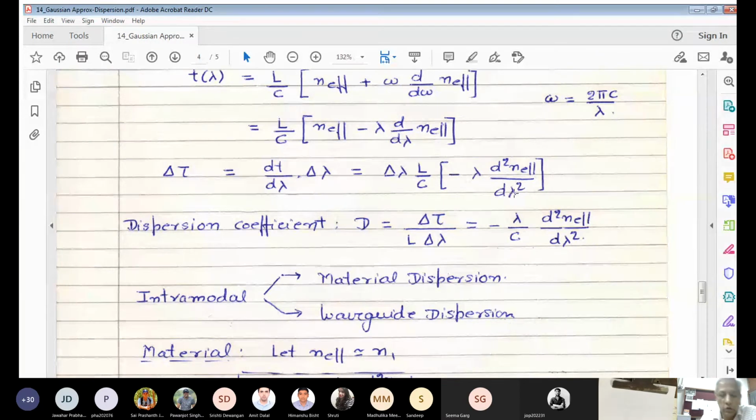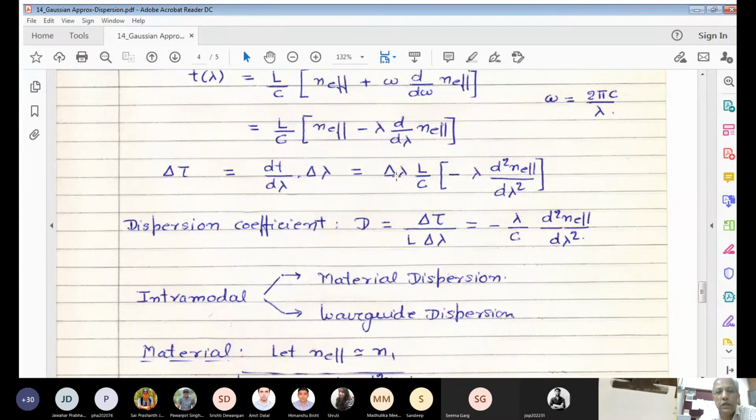Now this is the broadening, and as you can see the pulse broadening is directly proportional to the length of the fiber. That is obvious also, because if you propagate the pulse over 1 kilometer or 10 kilometer, naturally the pulse broadening in 10 kilometer would be 10 times larger than in 1 kilometer. So that is fine. And then it certainly depends on delta lambda. If you have more bandwidth of the pulse, then the pulse dispersion would be more. So these two factors are not related to the fiber characteristics as such.